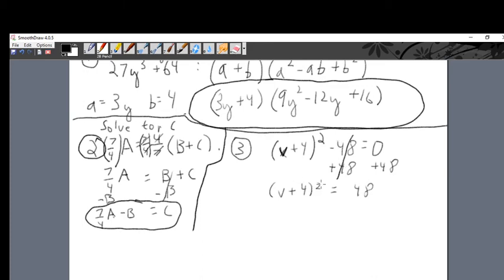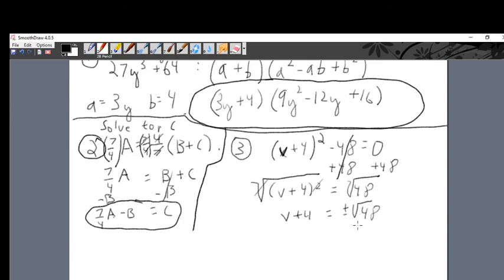Now, how do I get rid of a squared? We've done this before. The square root is the antidote to square. Whatever you do to the left, you do to the right. So these two cancel each other out, and now I don't even need the parentheses anymore. On the left-hand side, I've got v plus 4. Everything else is gone. On the right-hand side, the square root of 48 is going to be plus or minus the square root of 48. Be careful. Plus or minus.